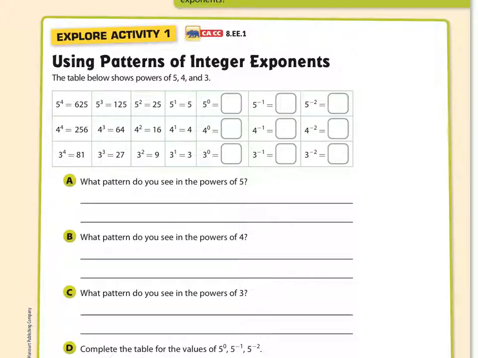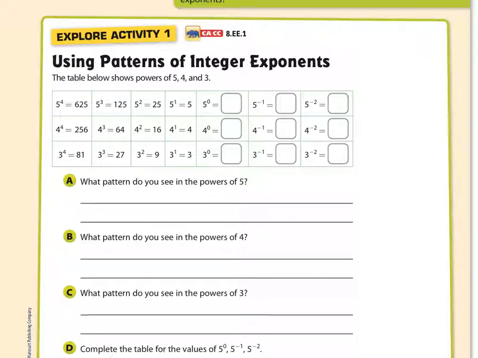The first thing I want you to look at is 5 to the 4th power, and we have 5 to the 3rd power, 5 to the 2nd power, 5 to the 1st power, and so on. This is all just going to the right in that row. There's a trend there with what I'm reading to you. And then we have 625, 125, 25, 5, and so on.